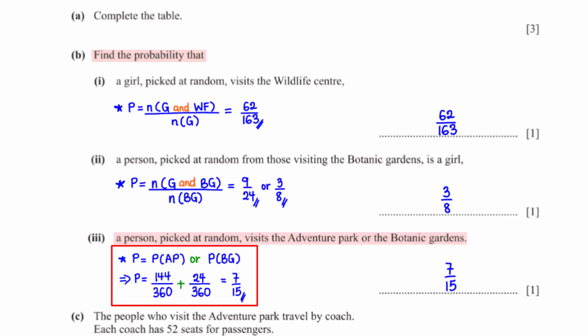The probability that a random person picked visited the Botanic Gardens is equal to the number of people who visited the Botanic Gardens, which is 24, divided by the total number of people, which is 360. The "or" becomes plus. When we type this into the calculator, we have 7/15.